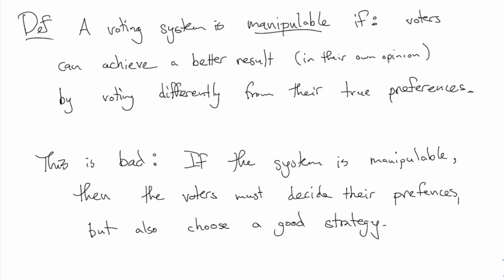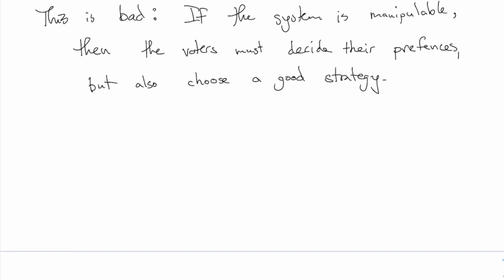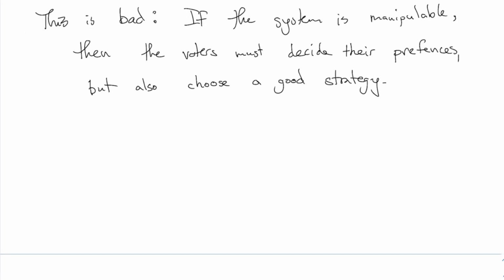You want a system in which everybody can just decide what they want and vote that way, and then that vote counts as best as it can. You don't want to make all the voters also think about some kind of pro-gamer strats when they're casting their vote, right? That's not what the voting is supposed to be about. The voting is supposed to be about, they ask you your opinion and you say your opinion, that's all. You don't also have to think about some kind of good strategy for voting. All right, this is why manipulability is bad.